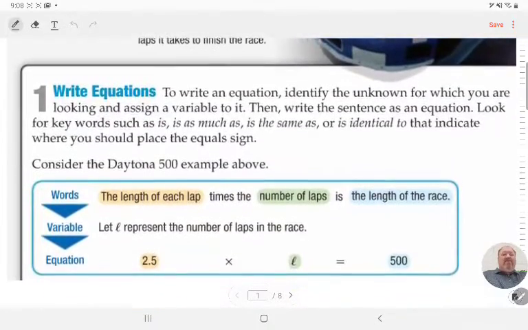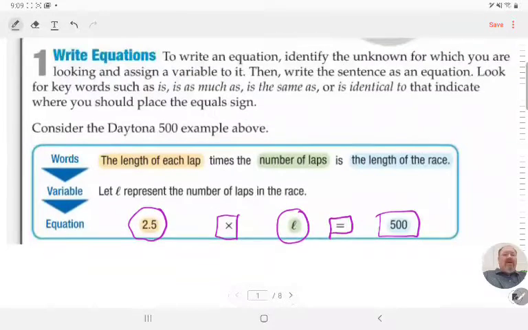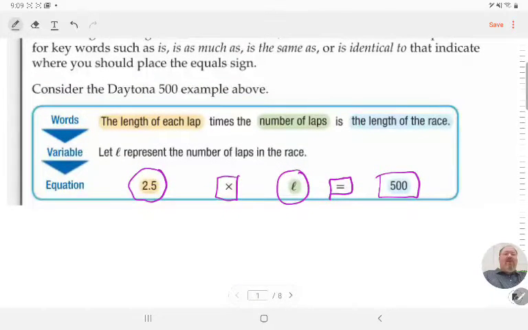So consider the Daytona 500 example above we just read. It says the length of each lap times the number of laps is the length of the race. So we could let L represent the number of laps in the race. And we know that the length of each lap is 2.5. We don't know the number of laps. We know that the operation is times. And is tells us that it's going to equal. And we know the length of the race, which is 500. Okay? So 2.5 times L equals 500.